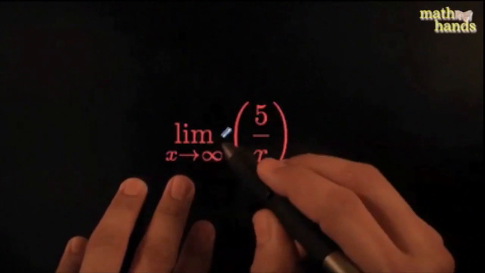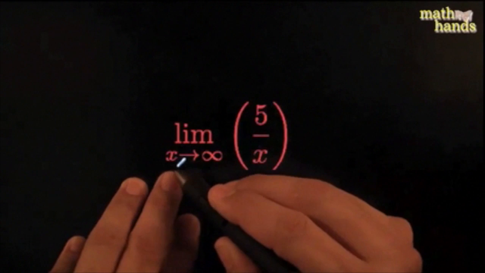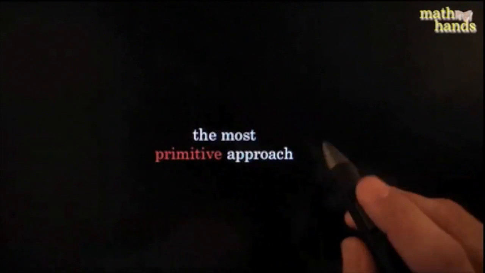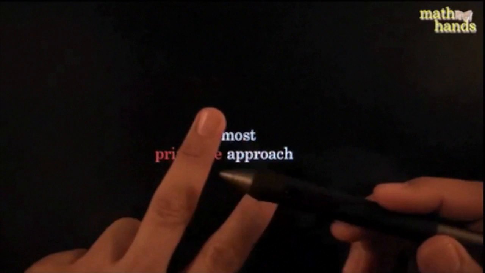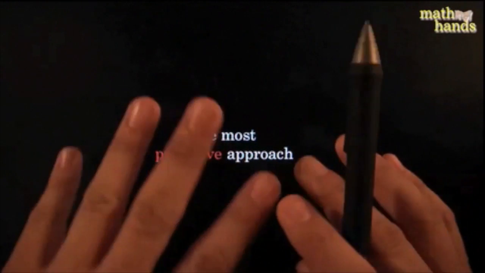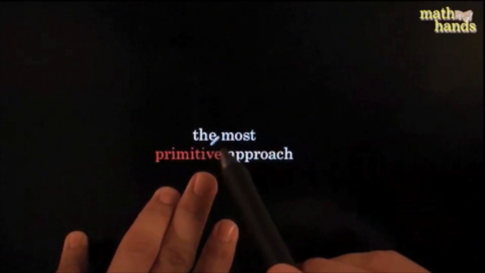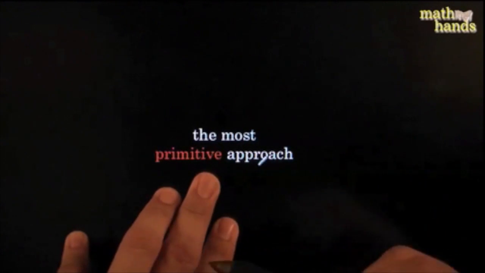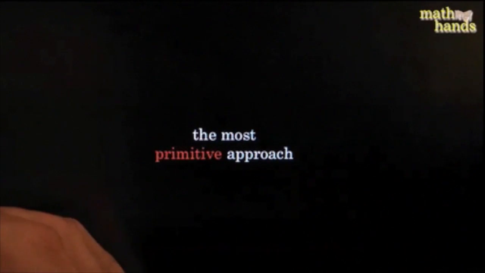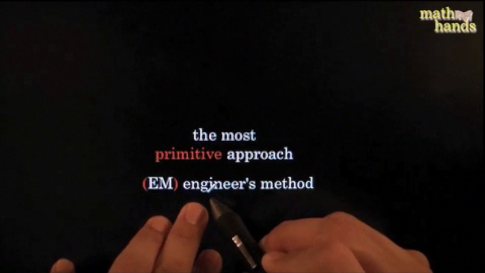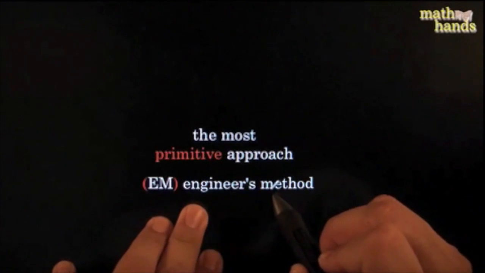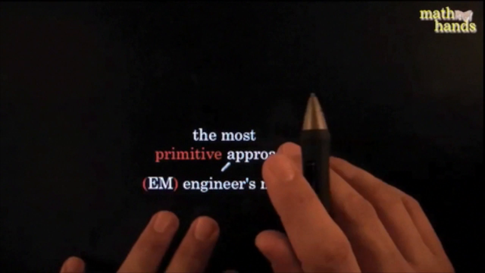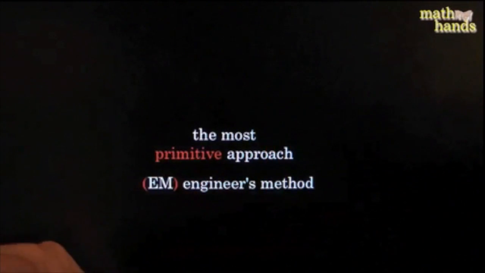Got it? So this is the way we read it: limit of 5 over x as x goes towards infinity. Now, I said today we've got two important approaches. Let's try the first one first. The first one is the most primitive of all approaches. I call it the engineer's method, and nobody else calls it that. I just think it's very descriptive, and so I have.